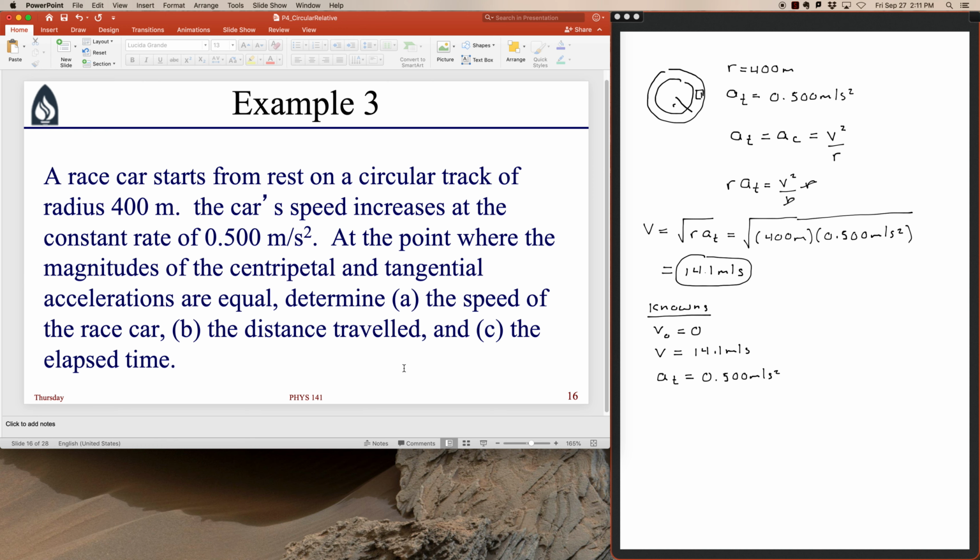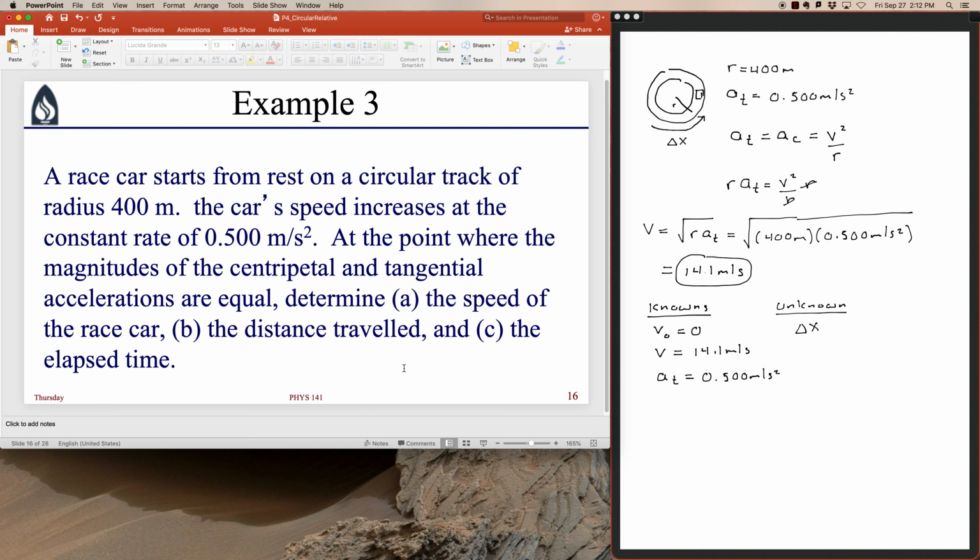And the unknown I want to find is distance traveled, or displacement. And I'll call that delta x. It's okay that in this case, delta x is kind of wrapped around the racetrack. Since the motion is going around the racetrack, you should think of delta x as the displacement in that path along the racetrack.